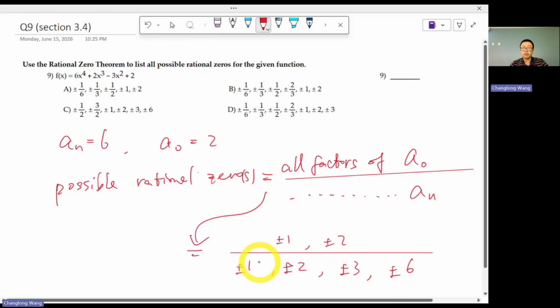Right? Therefore, you should be looking at either 1 over 1, right? 1 over 2, 1 over 6, things like that, right? So number 9, it will be letter B. Okay, pretty straightforward. Just give it a try. Number 10, then you should be good.